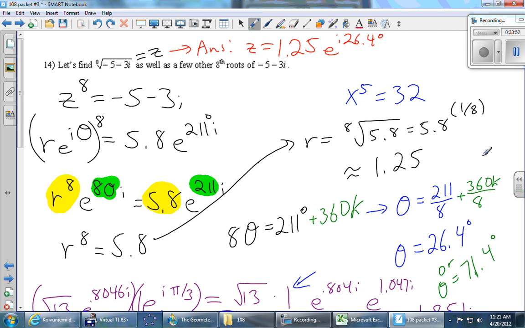Yeah, so you're going to do 8 of these. There will be 8 different numbers. Then eventually you'll come around to 26.4 plus 360, and that will be the 9th one, which is equivalent to the first one. Did these two numbers, the 26 and the 71, differ by the 45? Yeah. Okay, so this is how we solve for 8th roots. And in fact, if you wanted to know what the other 5th roots of 32 are, you follow this exact process.